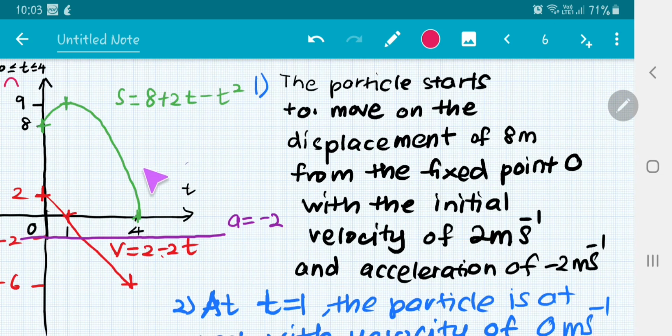Okay, let's interpret the graph. The question asks you to interpret the graph. When you interpret the graph, you must involve displacement, velocity, and acceleration. The green color is the displacement graph, the red color is the velocity graph, and the purple color is the acceleration graph. So you take from 0 to 4 seconds, right?